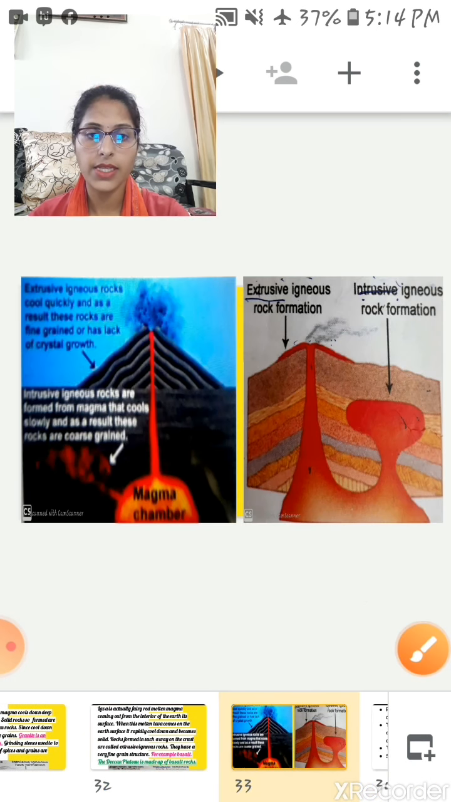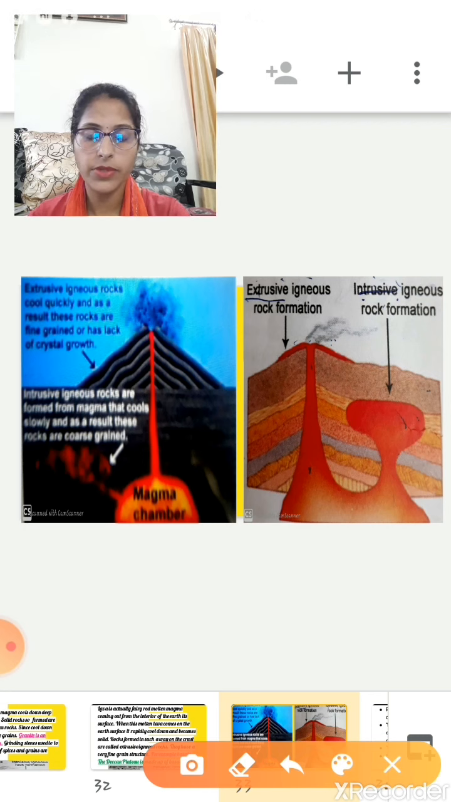Okay, just look at this diagram. Actually, both the diagrams are the same. So first understand intrusive igneous rocks. How are intrusive igneous rocks formed? When the molten magma cools down deep inside the earth, it forms intrusive igneous rock.